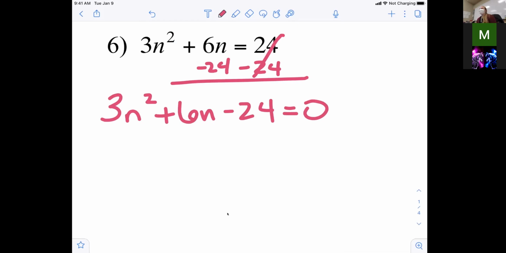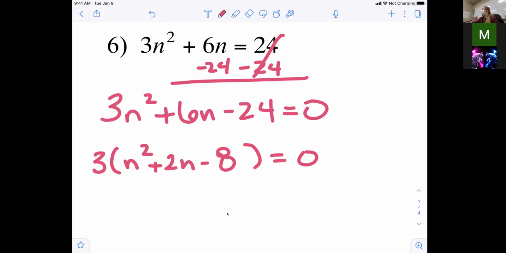All right, now we're going to factor. What do we want to do first? We can pull out a 3. So take a 3 out of everything. So 3n squared divided by 3 is going to be n squared. 6n divided by 3 is going to be plus 2n. And then negative 24 divided by 3 is negative 8. Cool, now we just have one of those even super easy factoring problems that we have. N squared plus 2n minus 8.